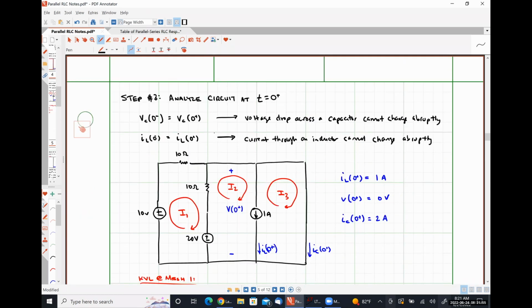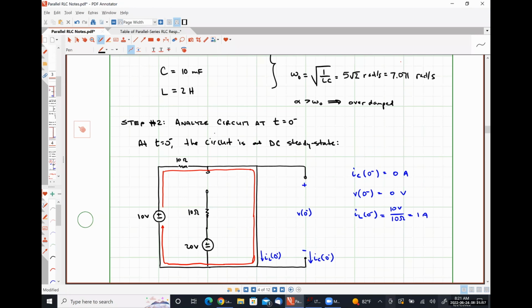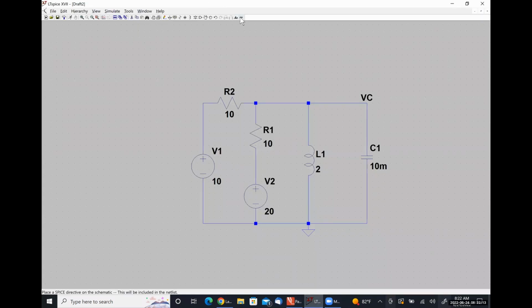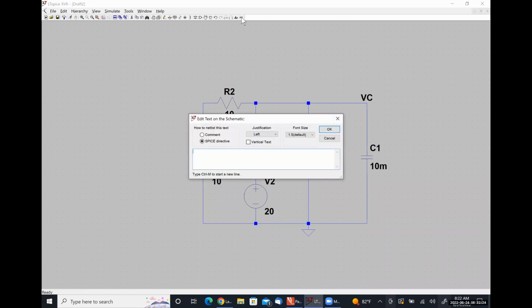Here we go. Excuse me, I went slightly too far. Our voltage was 0 volts. So that means our capacitor voltage had a value of 0 volts. And our inductor current was 1 ampere. So coming back over to LTSpice, I'm going to click this button on the top middle that says .op. This is how I enter Spice directives or Spice commands.